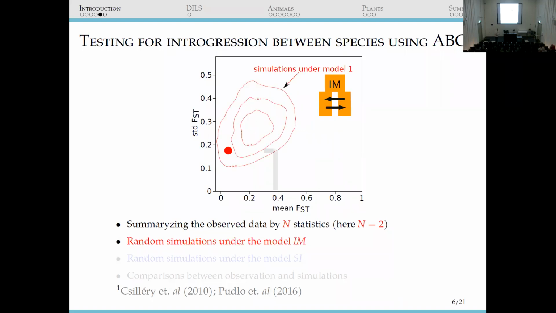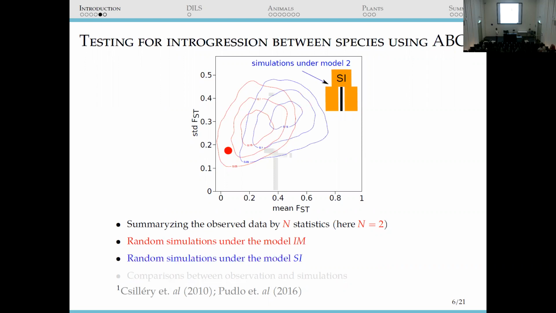So what I do is run a large number of random simulations under this model. And over each of my simulations, I compute the same statistics as the statistics used to describe my observed data set. Like that, after many simulations, I can empirically approximate the joint distributions of my statistics. So I do that under this model.